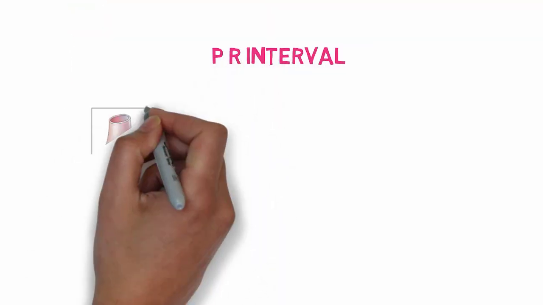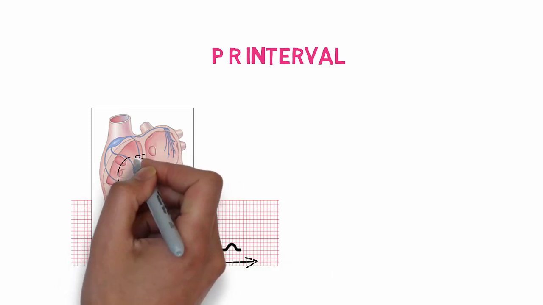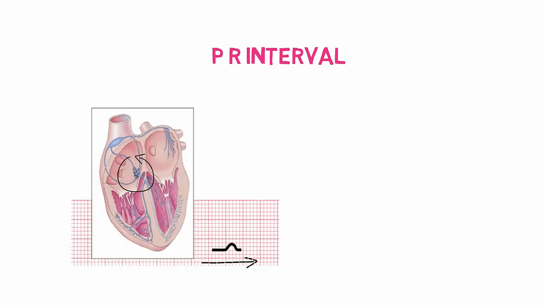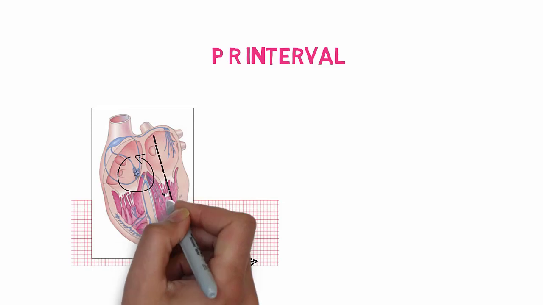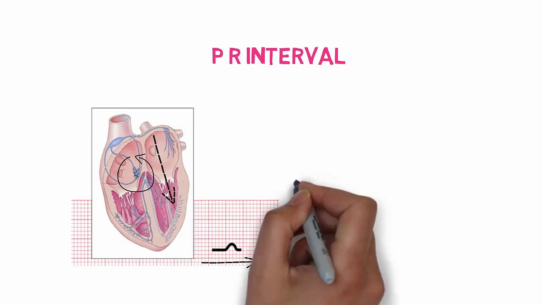After the P wave, we get the PR interval. It is an isoelectric line. During this time, electrical impulses are paused in the AV node. It prevents the contraction of the atrium and ventricles at the same time. It also facilitates the movement of blood from the atrium to the ventricles through the atrioventricular valves.